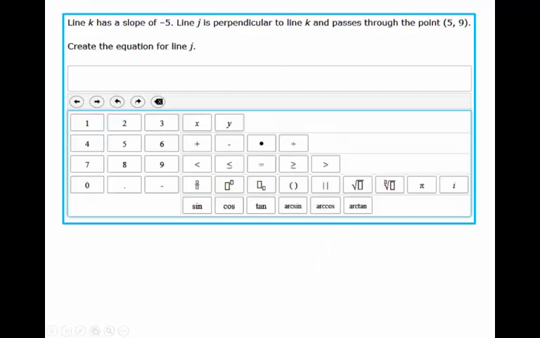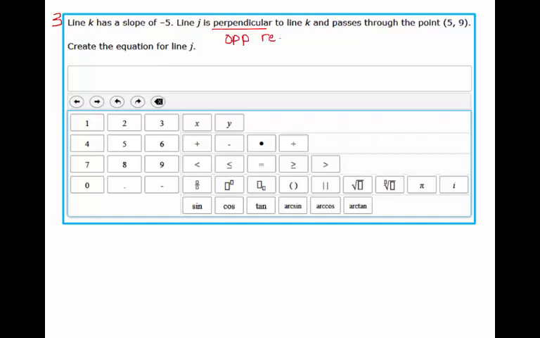Number 3 says line K has a slope of -5. We need line J that is perpendicular to line K and passes through the point (5, 9). First thing you want to think about is perpendicular. Remember that perpendicular is opposite reciprocal?